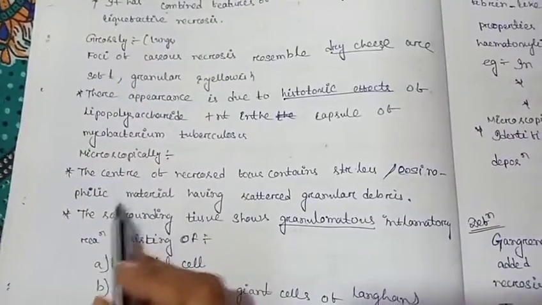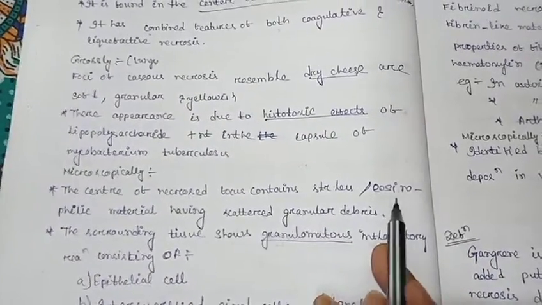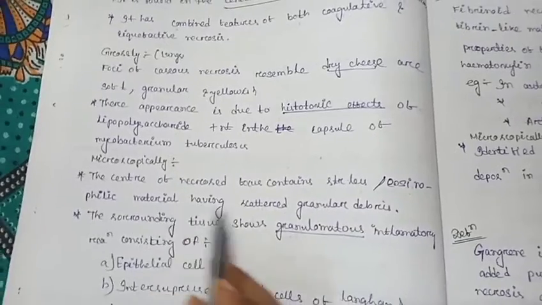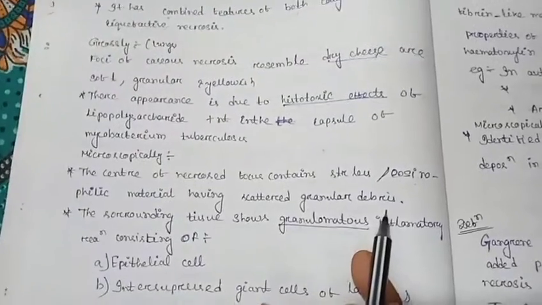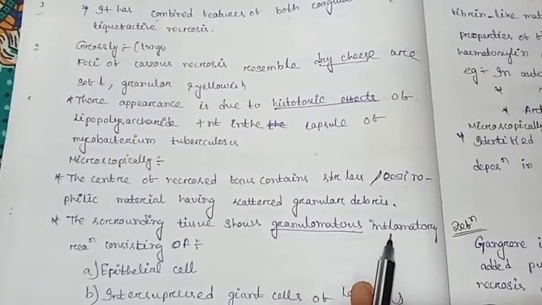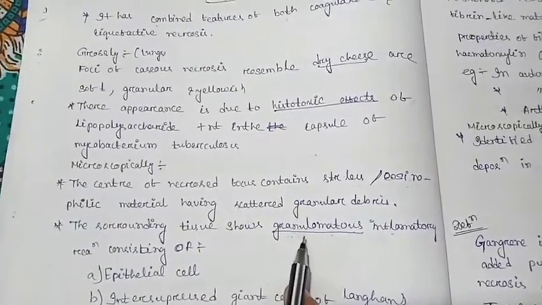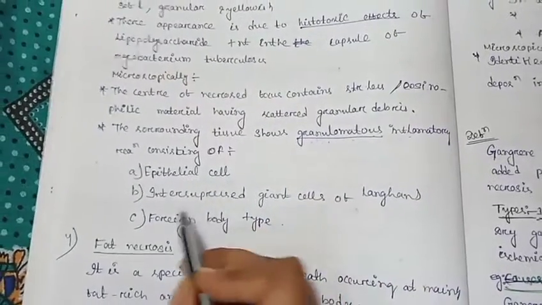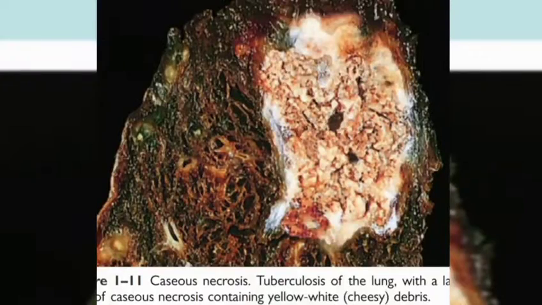Then the microscopical view. The center of the necrotic focus contains structureless eosinophilic material with scattered granular debris. I also said that eosinophilic material is seen in all types of necrosis. So here also it is the same case. The surrounding tissue shows a granulomatous inflammatory reaction. There are several types of inflammatory reactions, and one of them is granulomatous inflammation. Here it consists of epithelioid cells, Langhans giant cells, and foreign body type giant cells. Now this is the example of a tuberculous lung with caseous necrosis.